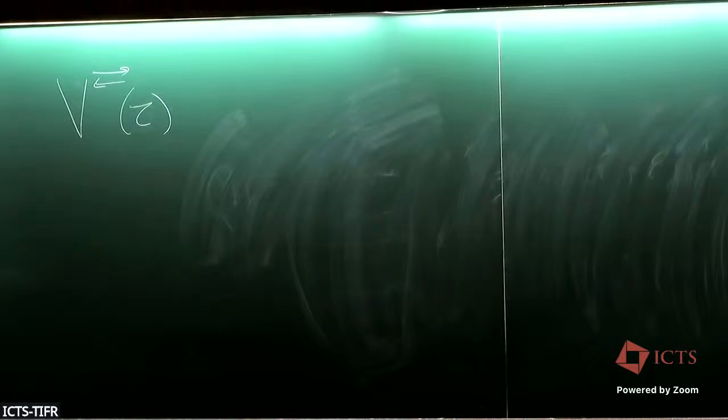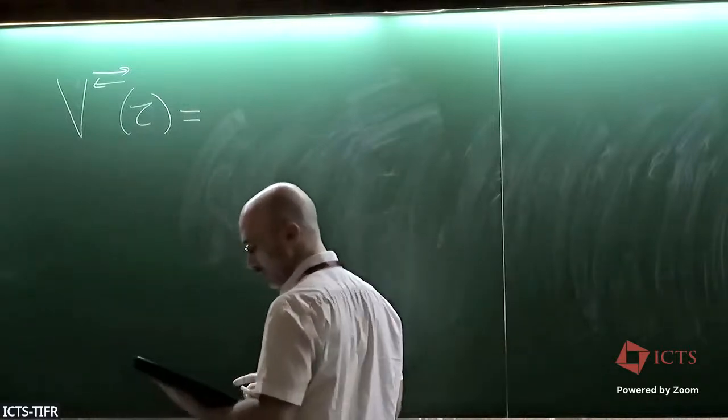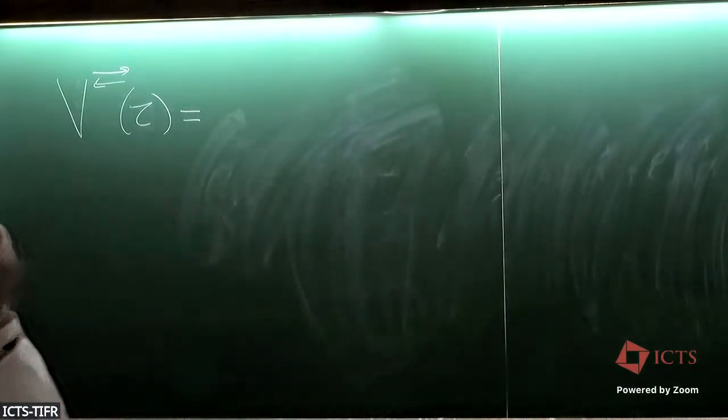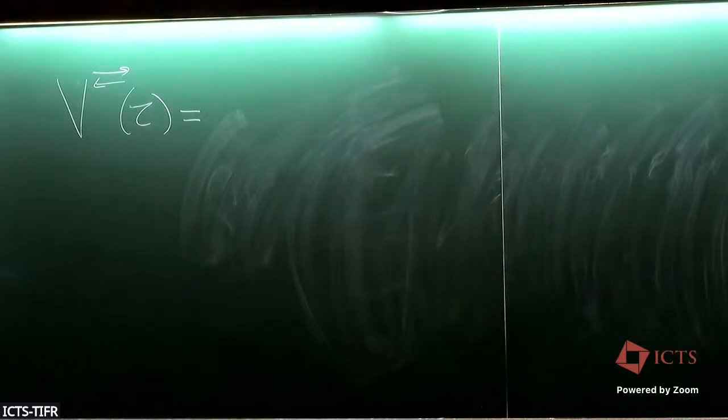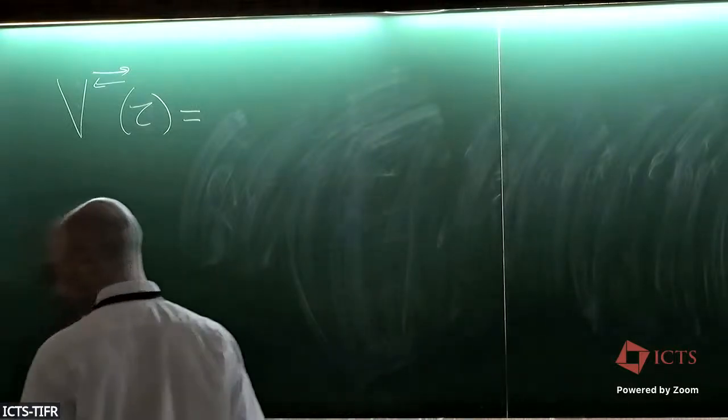Sorry. Okay, I'll continue. So V right left of tau. You see, V right left of tau, if we look at the definition of A, so A is the Fourier transform of this V up to a factor.